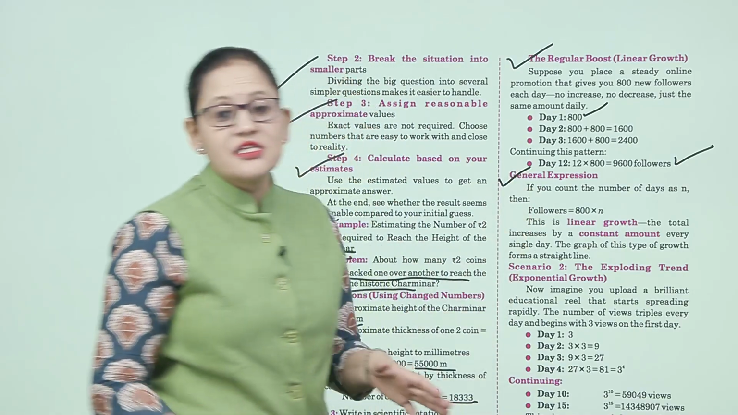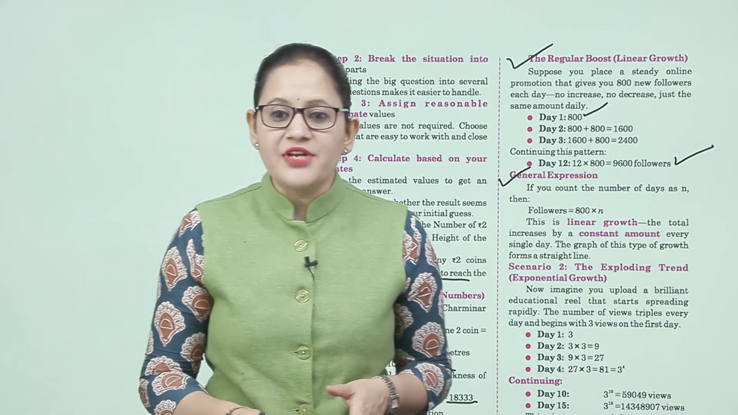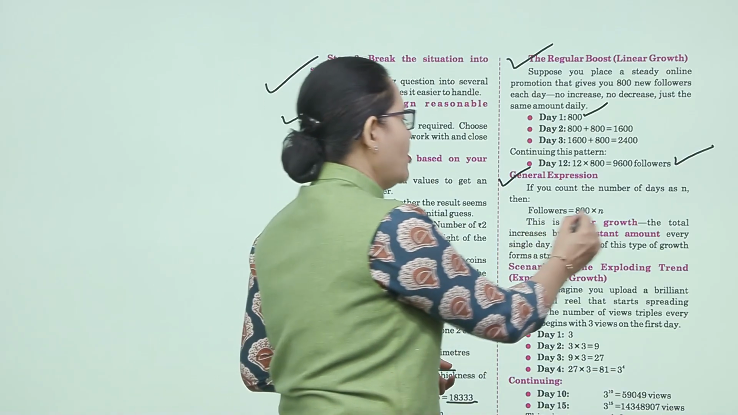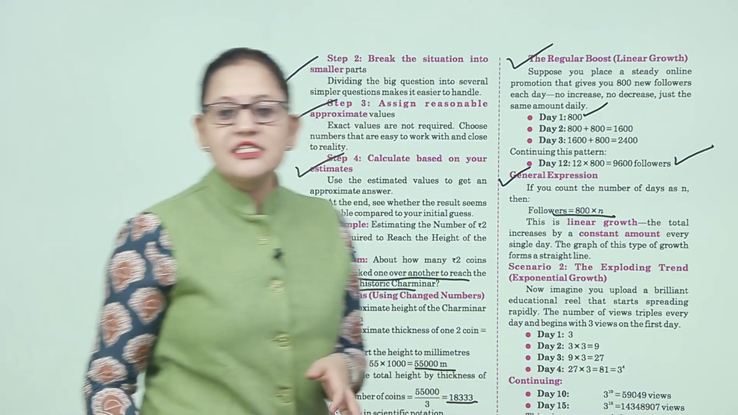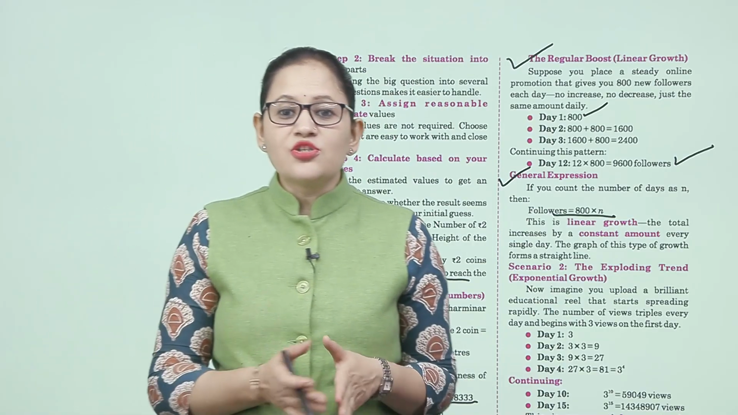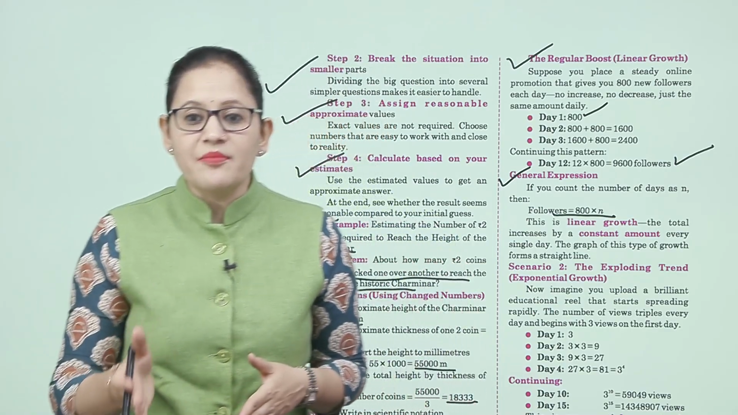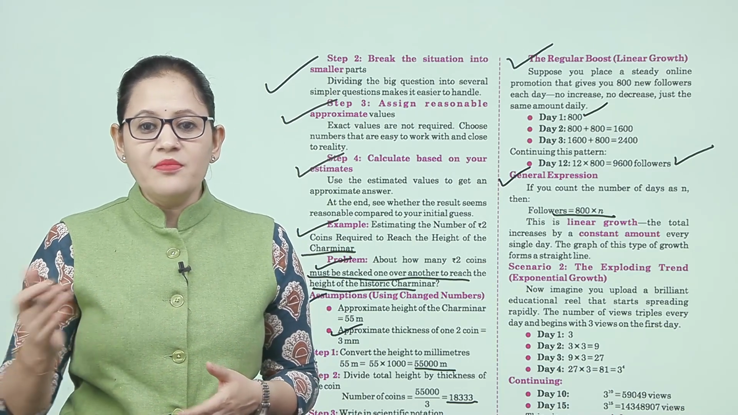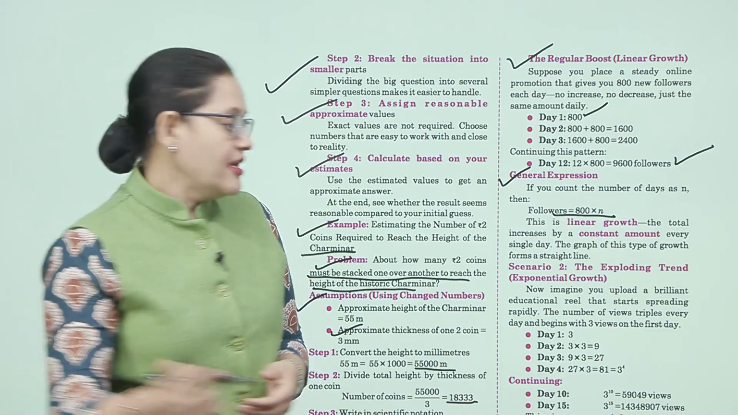Algebraic expression: if you count the number of days as n, then the followers are 800 × n. This is linear growth. The total increases by a constant amount every single day. The graph of this type of growth forms a straight line. Now scenario 2.